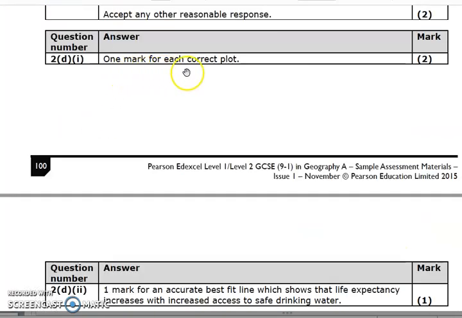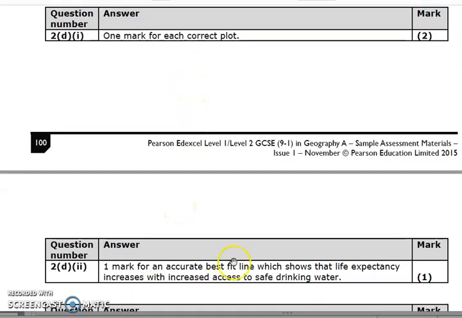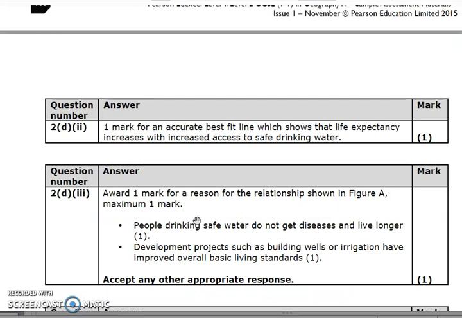So the answer is very simply, you get 1 mark for each correct plot, and then drawing a best fit line which shows that life expectancy increases. So as long as your best fit line shows a positive correlation, then you would get the mark. Then, very simple reasons: people drinking safe water don't get diseases. Or building wells or irrigation may improve basic living standards, which will improve life expectancy. So very simple answers expected there.